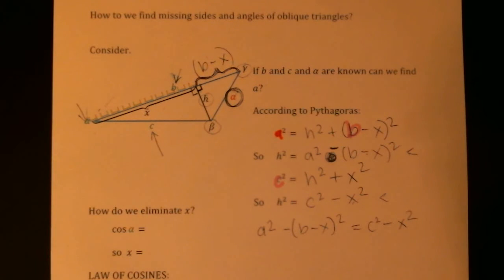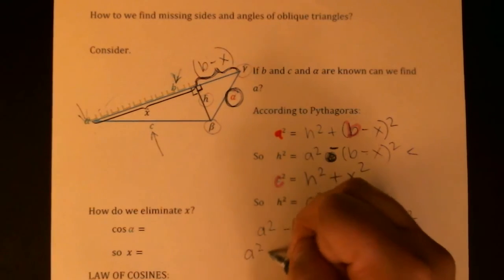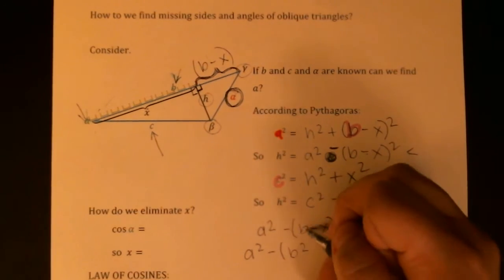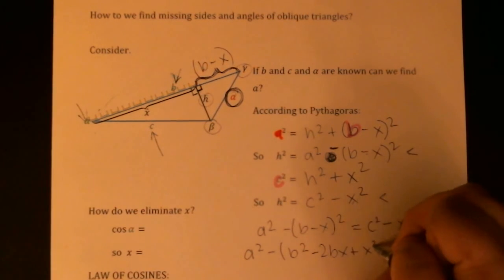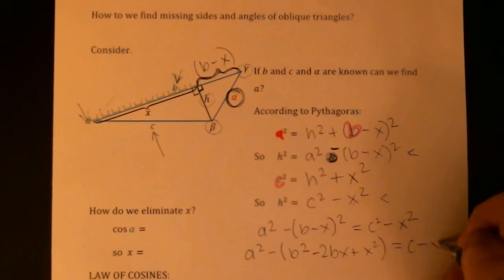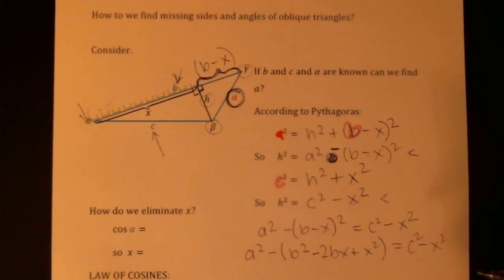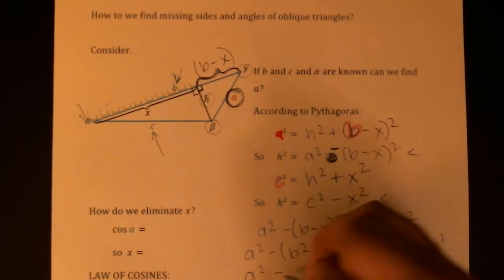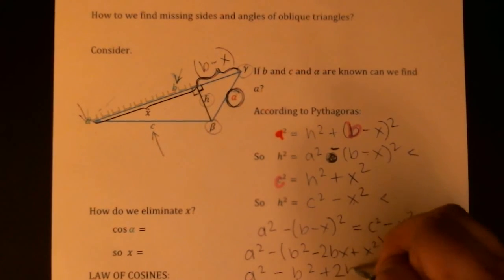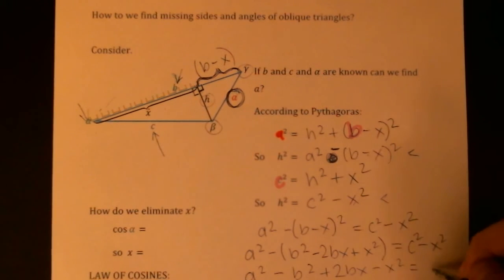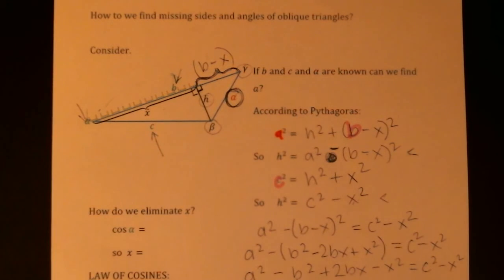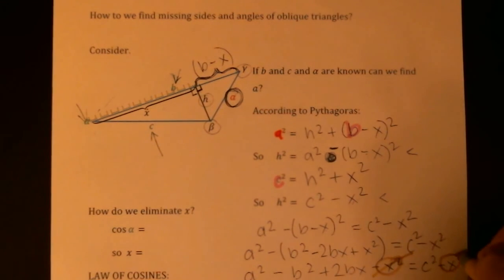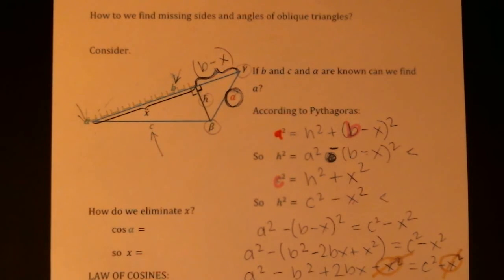And I'm going to work on this algebraically a little bit. So I've gotten rid of h. I still have x's in the mix. So if I FOIL this first one out, (b minus x) times (b minus x) would be b squared minus 2bx plus x squared. And then I can distribute the minus sign through. So a squared minus b squared plus 2bx minus x squared equals c squared minus x squared. And the x squareds drop out. So this actually doesn't completely fix the problem, but it does help. So no more x squareds.